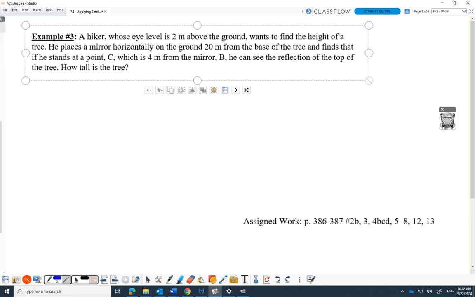I'll read it once, fast, and then I'll slow it down to try and figure out what the heck is going on. A hiker whose eye level is 2 meters above the ground wants to find the height of a tree. He places a mirror on the ground 20 meters from the base of the tree and finds if he stands at point C, which is 4 meters from B, he can see the reflection on the top of the tree. How tall is the tree?